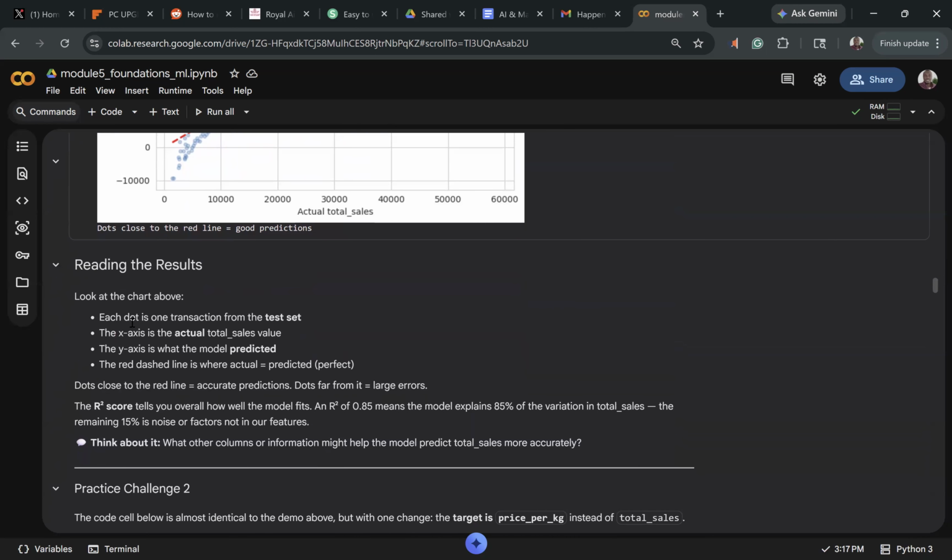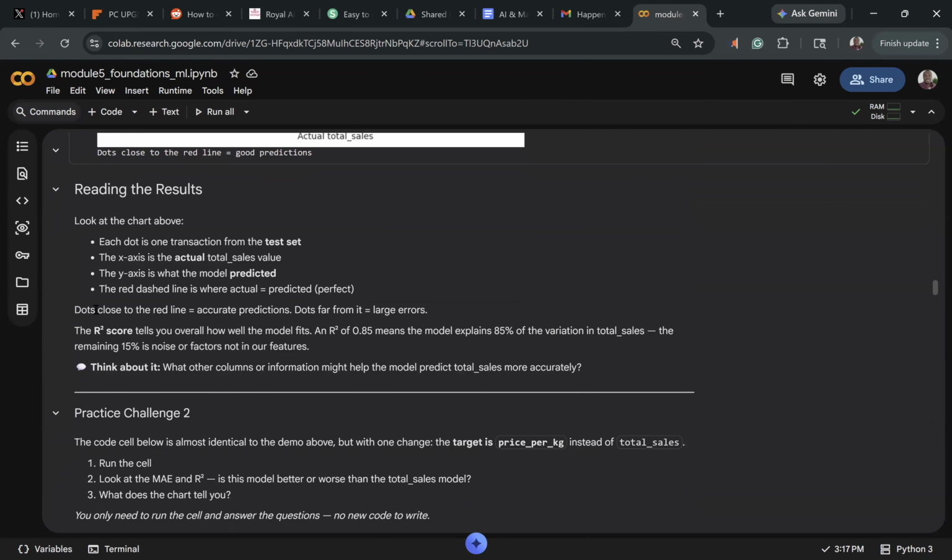Look at the chart above. Each dot is one transaction from the test set. The x-axis is the actual total sales value. The y-axis is what the model predicted. The red dashed line is where actual equals predicted, so the prediction is perfect. So dot close to the red line is equal to accurate prediction. Dot far from it is a large error.